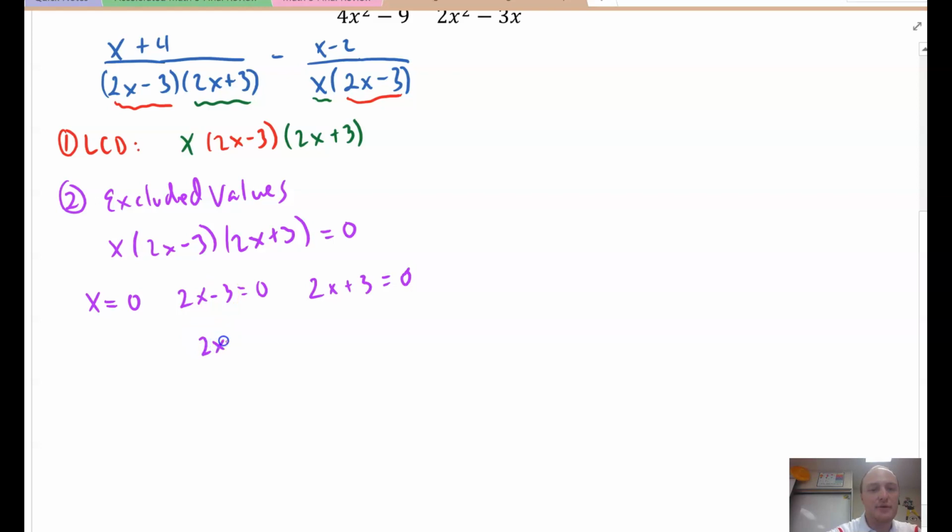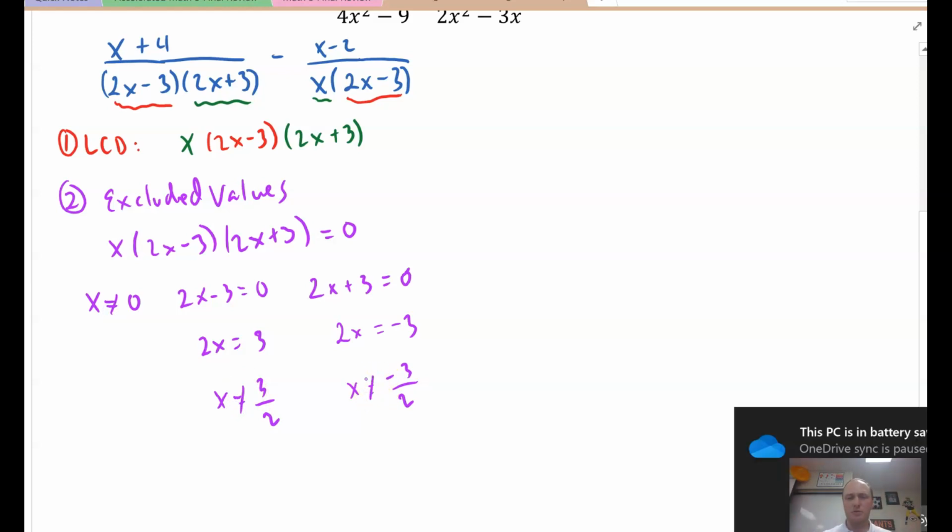So I'll add 3 to both sides, divide by 2, so x equals 3/2, and then over here we'll subtract 3, divide by 2, and we have our excluded values. x cannot equal 0, cannot equal 1.5, and cannot equal negative 1.5, okay?